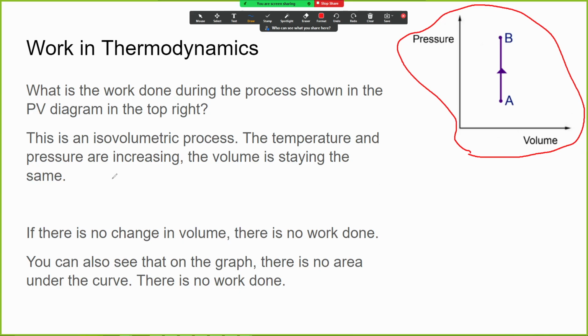However, if you look at this, you can say that there is zero work done because there is no area underneath this line here. We know that work is equal to area, and if area is equal to 0, then there's no work done. You can also look at this from the perspective of P delta V, whether it be negative or positive. If V is not changing, then this is 0. So in an isovolumetric process, there is no work done.